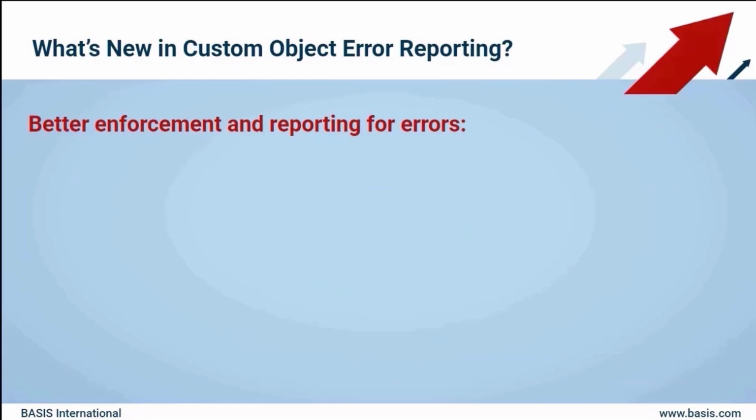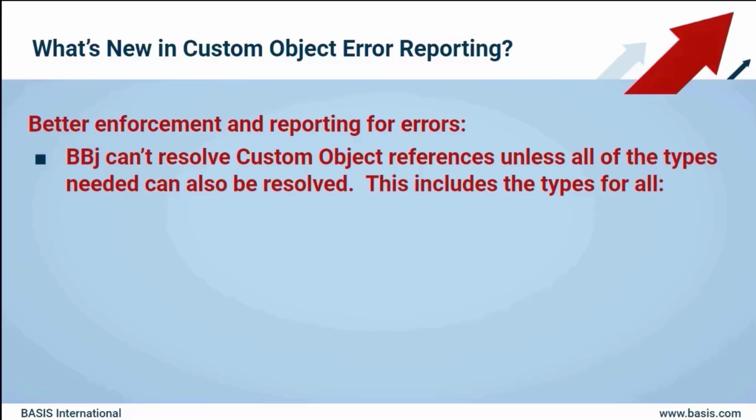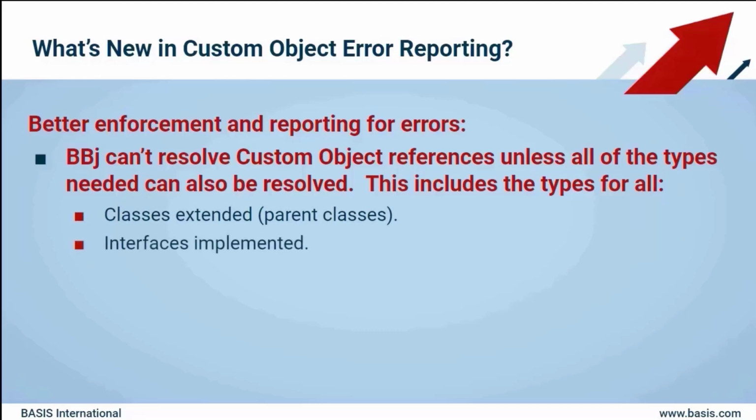So what's new in object error reporting? Well, better enforcement and reporting for errors. So if BBJ can't resolve custom object references, it cannot resolve them unless all of the types that are needed can also be resolved. This includes types for all classes that you extend, parent classes, interfaces that your class implements, field types within your class, and method arguments within methods of your class. Finally, even the method return values have to be known types in order for BBJ to resolve a reference to the type of the class itself.